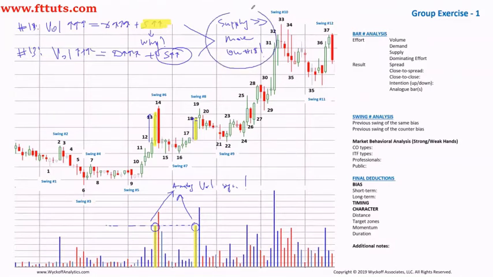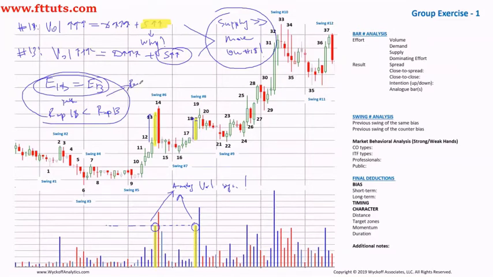So supply is definitely increasing more on bar number 18 than on bar number 13. Why? Because the effort is the same. We see this from the volume signature. There is no difference in the volume signature, so effort stays the same. And yet, the result to the upside on bar number 18 is less than the result to the upside on bar number 13. So that suggests a more bearish scenario, or rather, more supply available at this point of time.